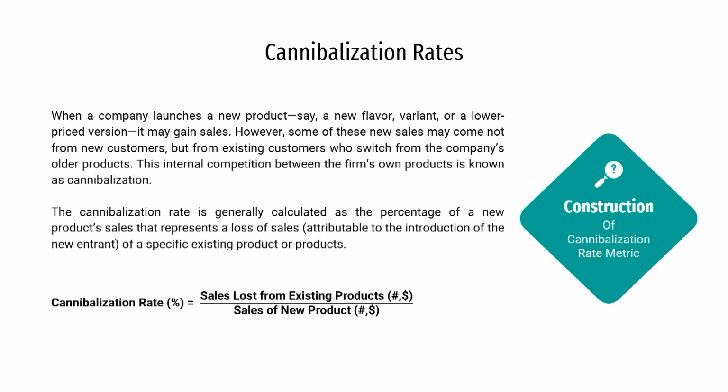The cannibalization rate is generally calculated as the percentage of a new product's sales that represents a loss of sales attributable to the introduction of the new entrant, of a specific existing product or set of products. So, formula-wise, it is the sales lost from the existing products, which can be in terms of units and also in terms of money, divided by the sales of the new product. So, this is how we can construct this metric called cannibalization rate.